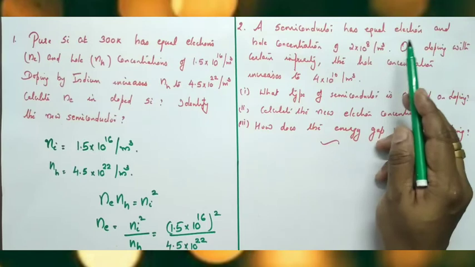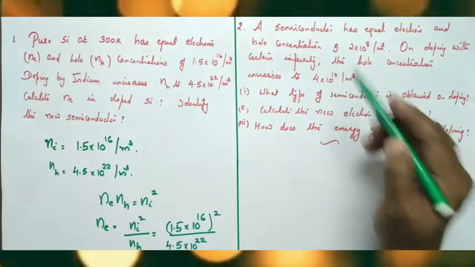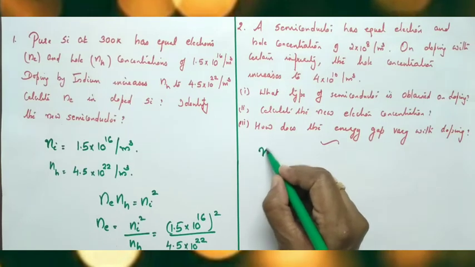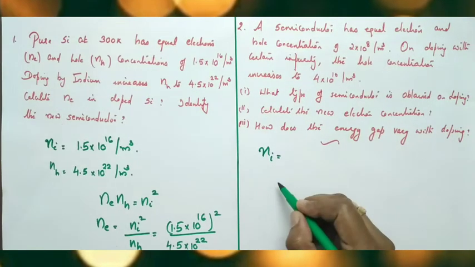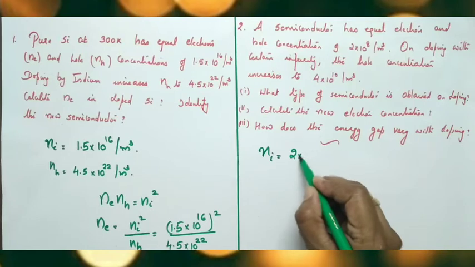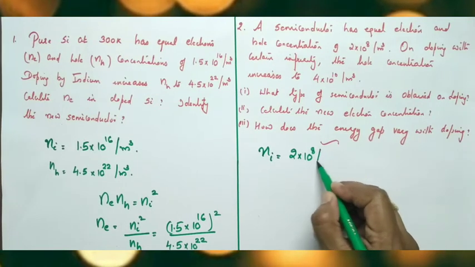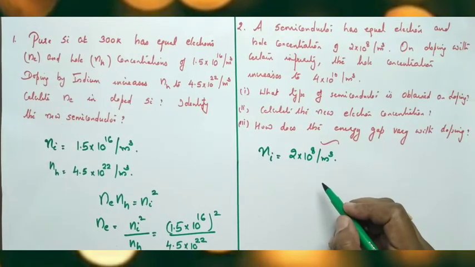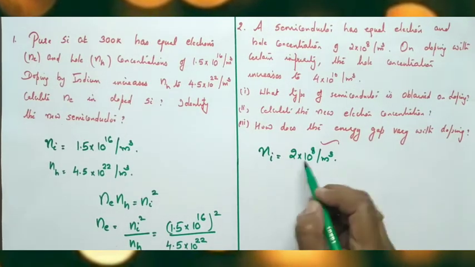Okay, so a semiconductor has equal electron and hole concentration. So what is given here? A semiconductor has equal electron and hole concentration means that represents the intrinsic concentration, isn't it? So intrinsic concentration is 2 × 10^8 per meter cube. For an intrinsic semiconductor, number of electrons and holes are equal, isn't it? So Ni is equal to the given value.